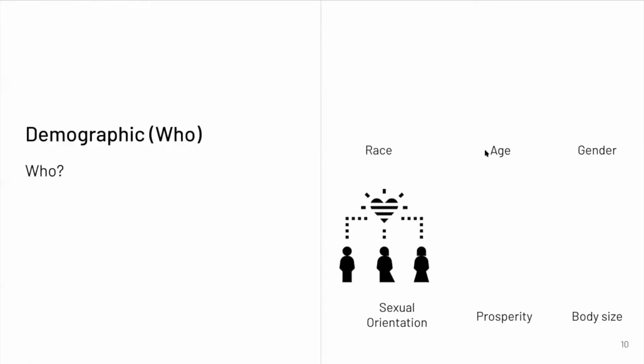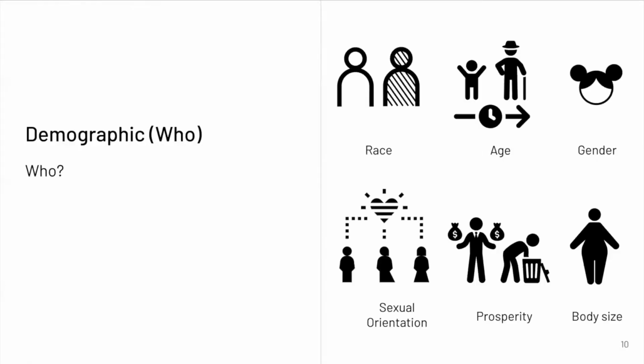So who? We talked a lot about it already. We are talking about the differences in race, in age, in gender, in sexual orientations, in prosperity, and even in body sizes. I was just checking the inclusive communities within Amazon, and they actually have a very special organization focused on people who have different body sizes. Some of the categories I put here were actually inspired by the class project from last time.